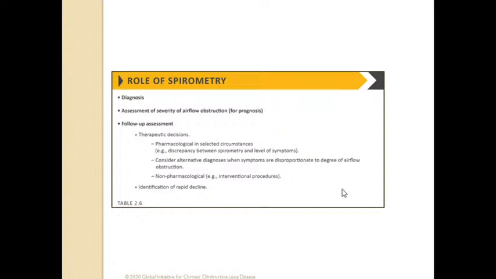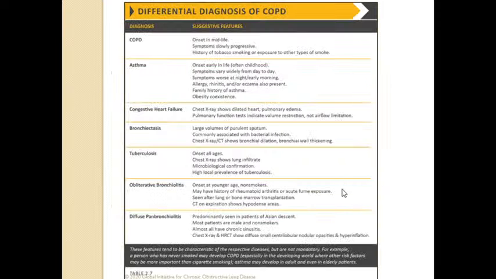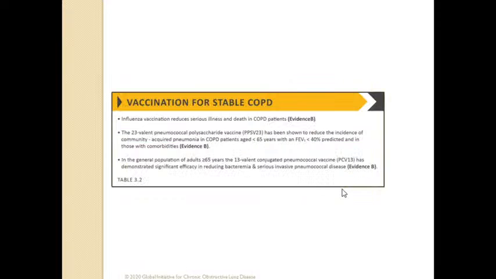So the role of spirometry is assessment. It's a very important criterion for diagnosis, for severity of flow limitation, and it's also needed for follow-up assessment of patients with COPD. And for differential diagnosis of COPD, firstly it's asthma, congestive heart failure, because patients with congestive heart failure can also suffer from cough and dyspnea, bronchiectasis, tuberculosis, and others, including, by the way, lung cancer.